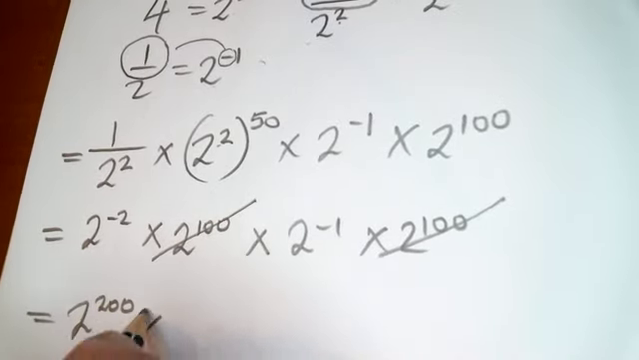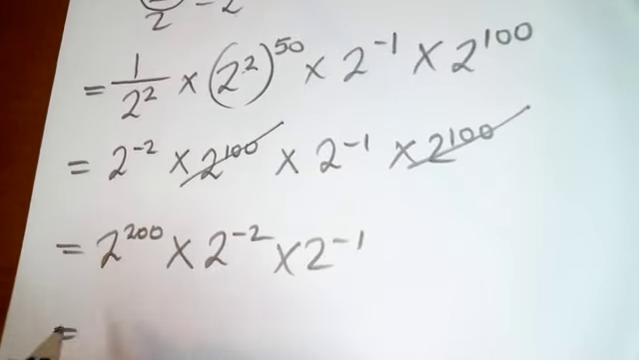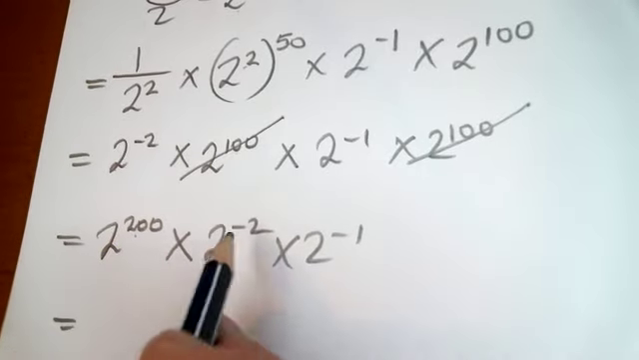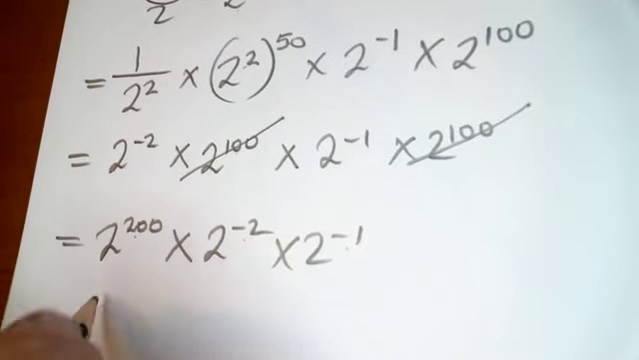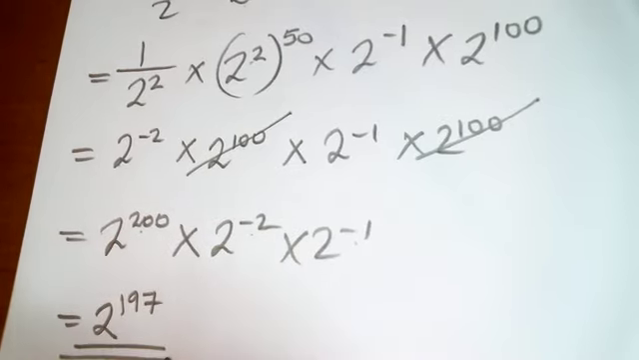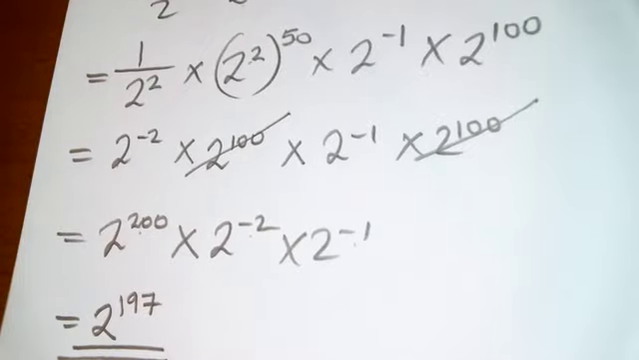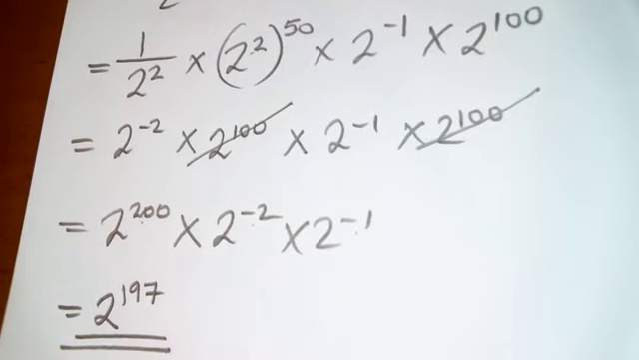And then I've got, all right, there's other bits in 2 to the -2 times 2 to the -1. So I've now got literally 200 minus 2 minus 1 is going to be 2 to the 197. Now, I broke that up probably more than I needed to, but you can kind of see the flow, I think, and how we get to the answer from there.